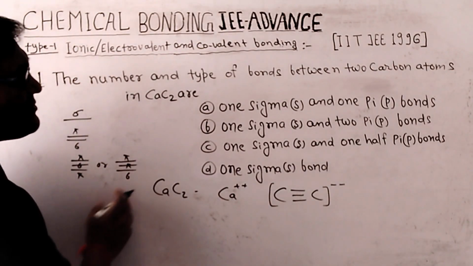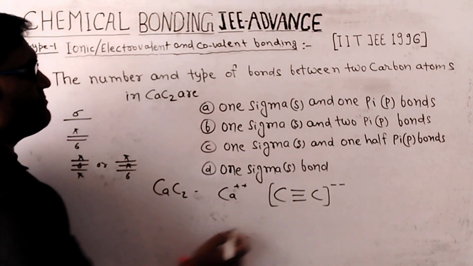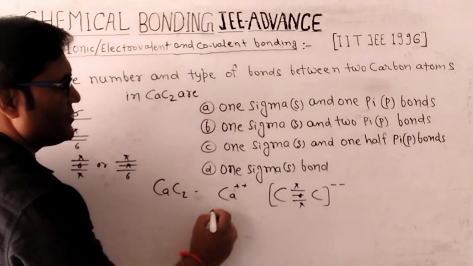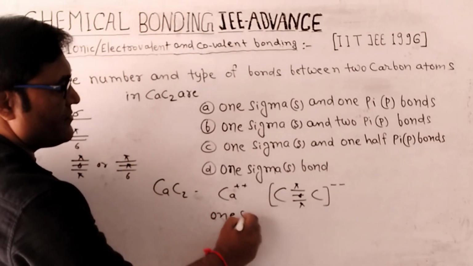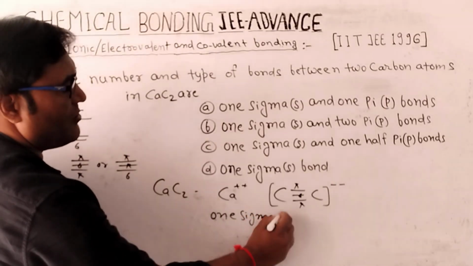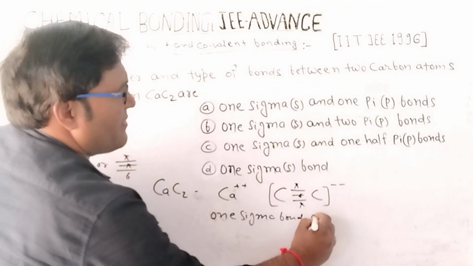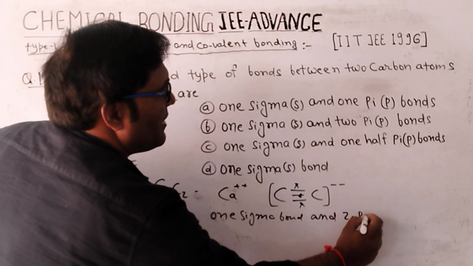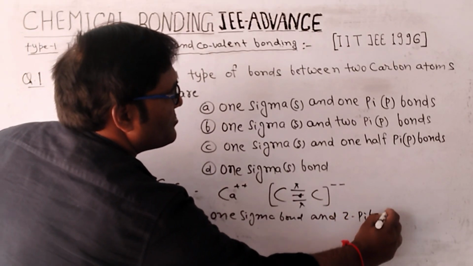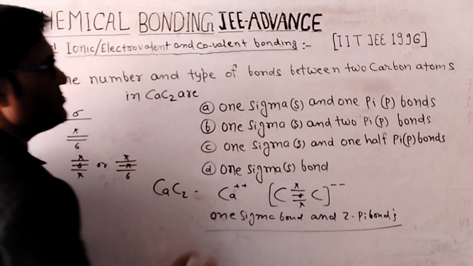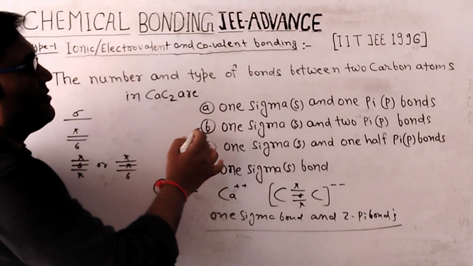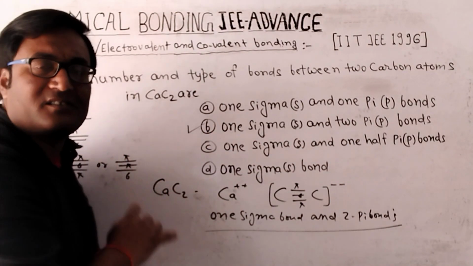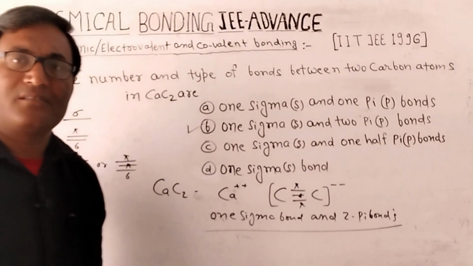Now we can easily find the number of sigma and pi bonds. Here there is one sigma bond and two pi bonds in CaC2. So according to the given options, one sigma and two pi bonds, option B is correct. You can take a screenshot.